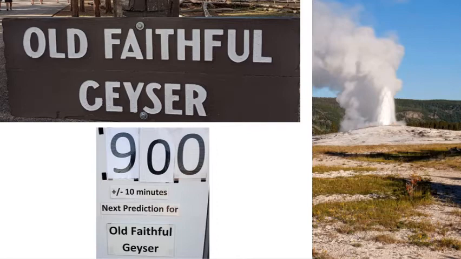As soon as the eruption stops, as soon as the water stops coming out of the ground, the ranger will go over to this sign. He'll look at his watch and say, okay, the eruption ended at this time, the next eruption is going to be about this time, plus or minus 10 minutes or so. And it's surprisingly accurate.